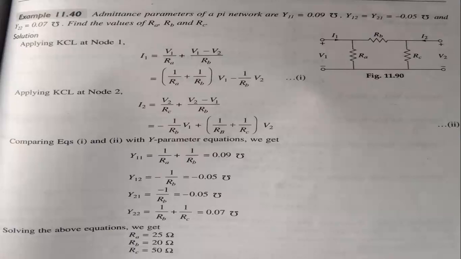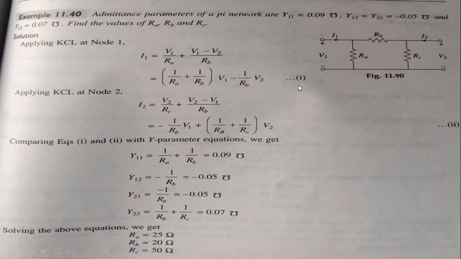So this is again the pi network, and the admittance values are given: Y11 is 0.09 mho, Y12 and Y21 are nothing but minus 0.05 mho, and the last, Y22, is nothing but 0.07 mho. Find the values of RA, RB, RC. Maybe it will be written in other forms also. That is also possible. So at that time you can find either in terms of impedance or resistance. Here they are interested in RA, RB, RC. So what are my RA, RB, and RC? Here is RA, here is RB, and the last is RC.